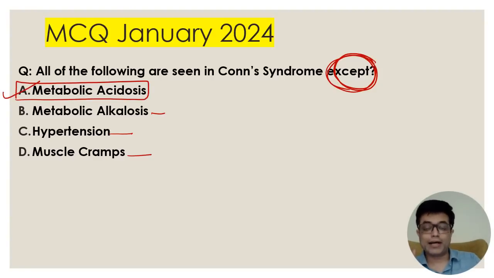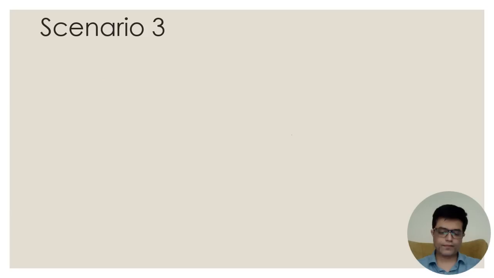Also, I have told you this funda many times before, that whenever there are 2 contradictory options and the examiner is asking you to identify the wrong statement, the answer is always among those 2 options. So you have options A and B which are contradictory, so one of them is logically going to be the correct answer. So the answer to this question is A, metabolic acidosis. Let's move further.